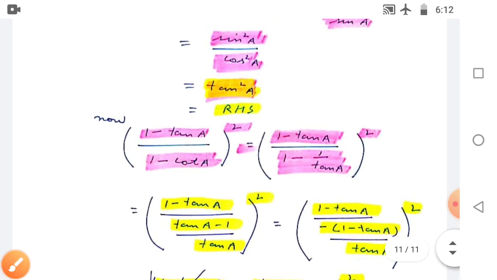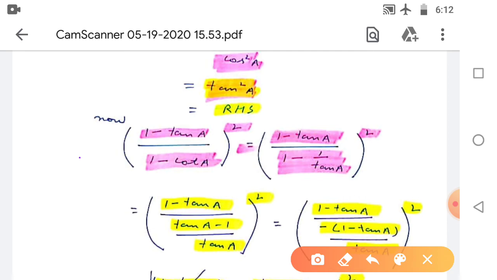Now we start with the second one. The second is (1 minus tan A upon 1 minus cot A) whole square. What we have to do is convert this cot A into tan A, because in the numerator we have tan A. Let us see what happens. So this is 1 upon tan A. Here in the denominator you take the LCM, and we get tan A minus 1 upon tan A. So 1 minus tan A upon (tan A minus 1 upon tan A) whole square.